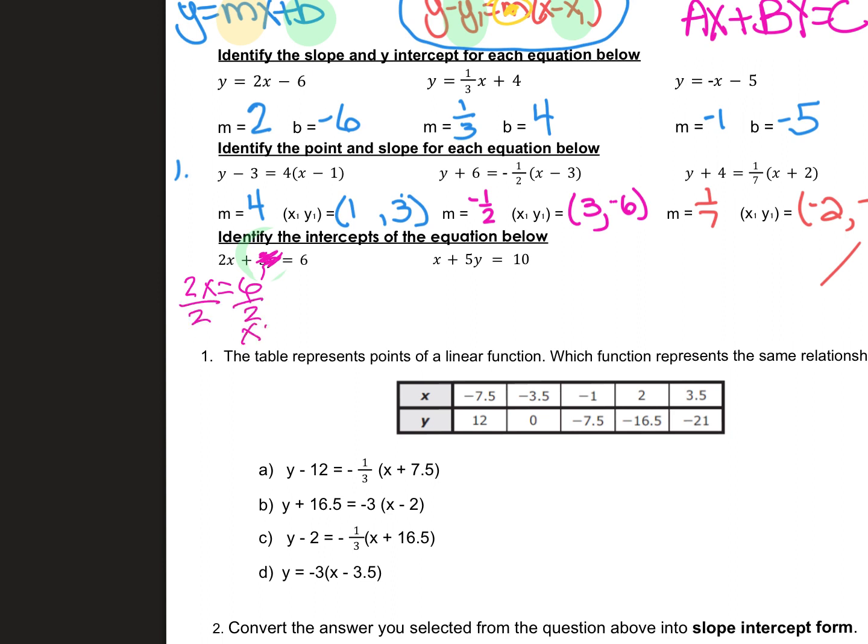So I have an x-intercept of 3. Or you can, if you want, just think about it as 2 times what is 6? Well, that's going to be my 3. And to find my y-intercept, I'm just going to do the opposite.